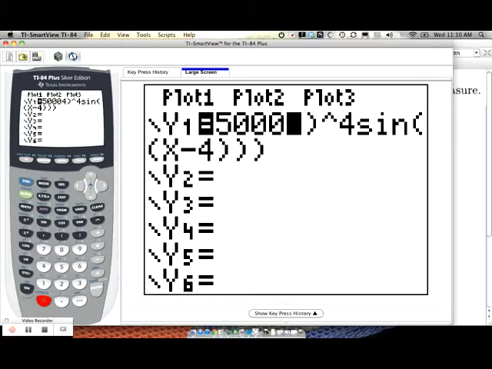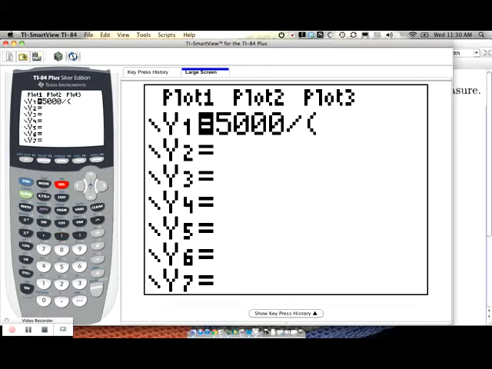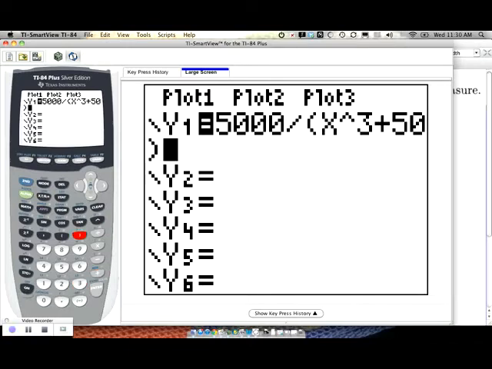Divided by. Now here's something that a lot of people miss. You've got to put that whole denominator in parentheses. Let me delete all these. The whole denominator, and it was t cubed, so I'm going to use x cubed plus, I want to say it was 50. I'm going to type it and then check it. Let's see if we can gamble here for a second.